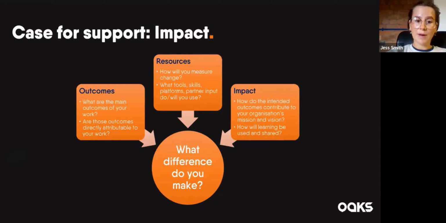And to think of the impact, you'll think about, does this fit with the organisation's missions and visions, what we spoke about earlier? So the aims and objectives of your organisation, are you meeting them through these programmes? Are you able to develop your own organisation and able to share and use what you've learned and what you develop throughout the programme onto other programmes that you run and with your community?